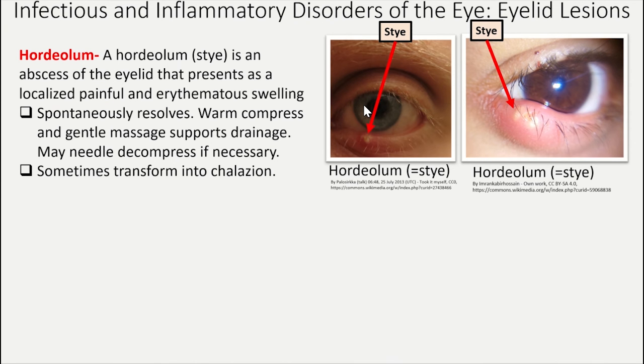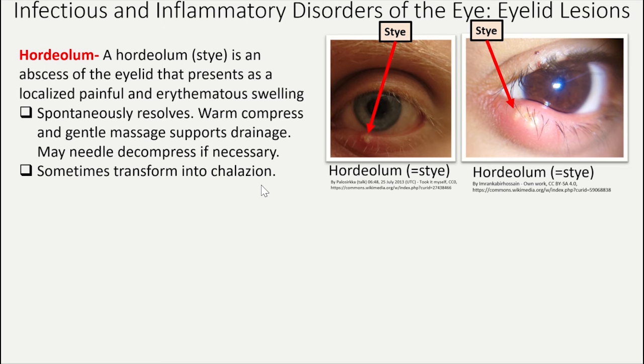Now, complications of these long term is a hordeolum or a sty, same thing. It's an abscess of the eyelid that presents as a localized painful and erythematous swelling. And I have some pictures for you here. You'll notice if you were to physically examine this, it would be warm, fluctuant. Now, these spontaneously resolve, and the treatment is the same as blepharitis.